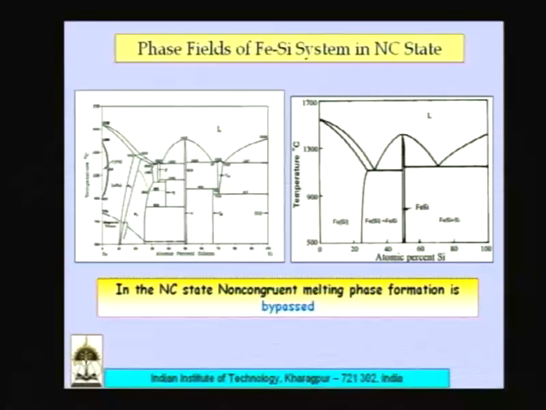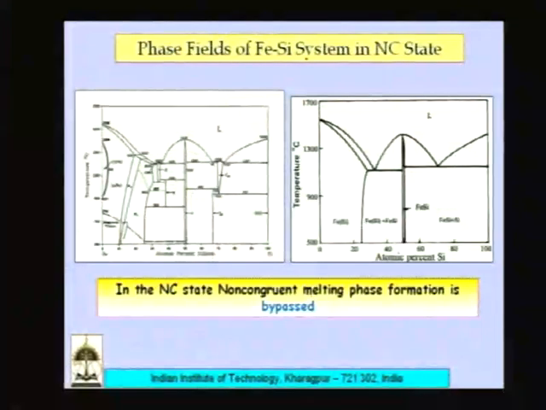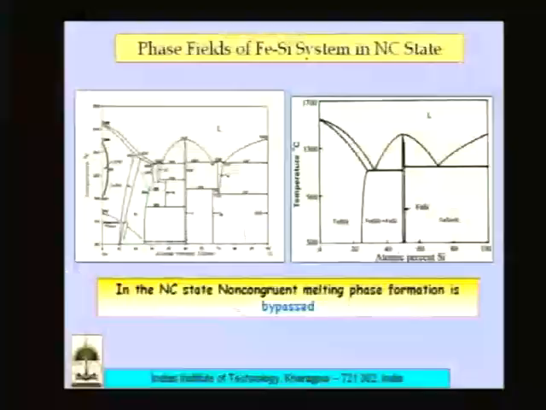This is another system which is an iron silicon system. In an iron silicon system there is only one congruent melting compound, which is FeSi, and when you take iron and silicon into the nanocrystalline state, the phase that forms is always the FeSi phase, not all other phases which are existing in the phase diagram. Okay. One can prove this in a number of systems, and we ourselves have done it in a number of systems. This is an example like that. So non-congruent melting phases are always bypassed when you go to a nanocrystalline state.